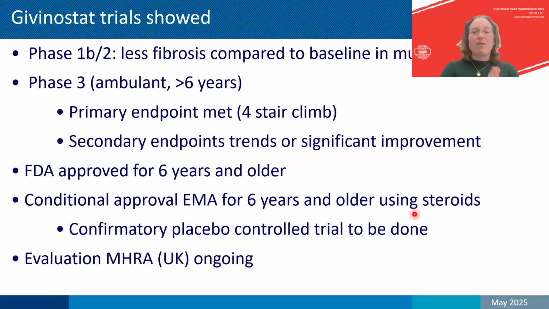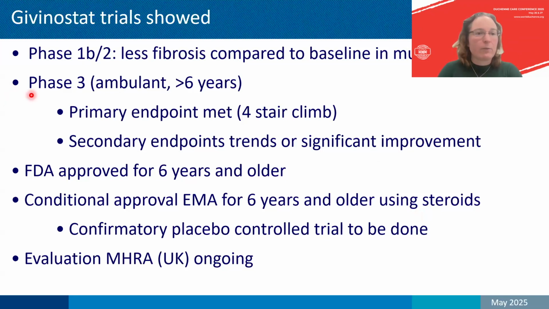So clinical trials have been done for Givinostat. And in the first clinical trial, they treated patients for 1 year and they took a muscle biopsy at baseline, so before the treatment, and after 48 weeks, so at the end of treatment. And then they measured how much fibrosis the patients had. And all patients had less fibrosis after 1 year than at baseline. So the extent of the reduction differed for patients, but all patients had less. So that was of course promising, but more important is what does this do to function?